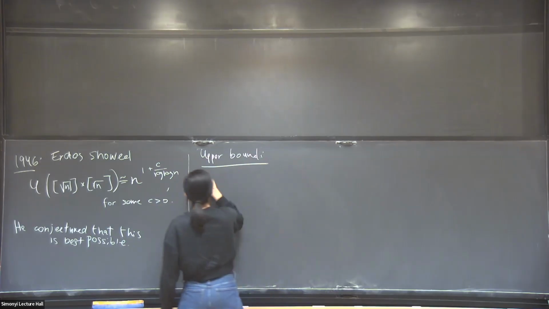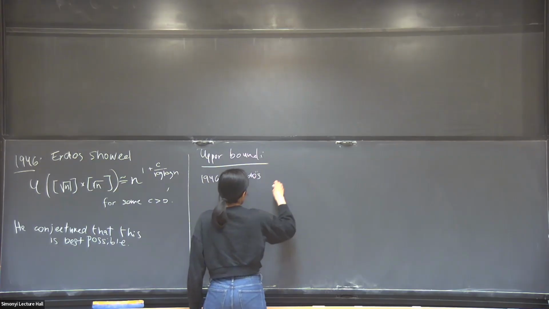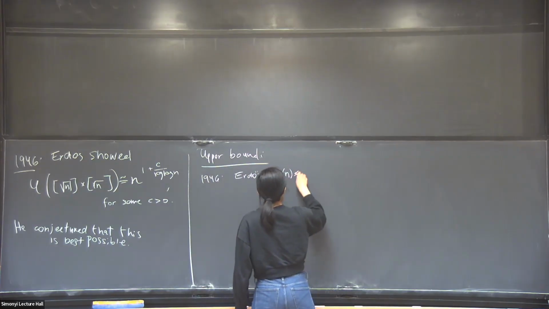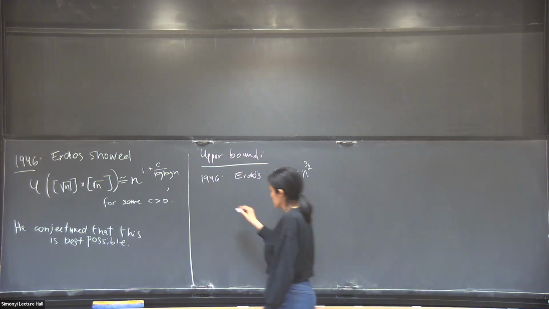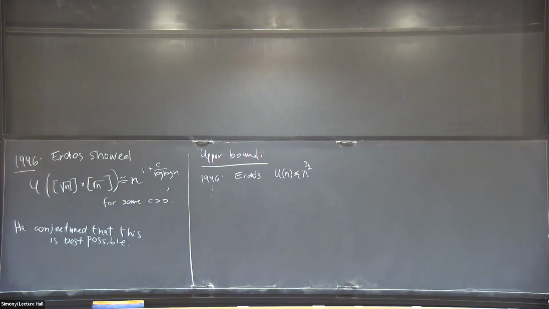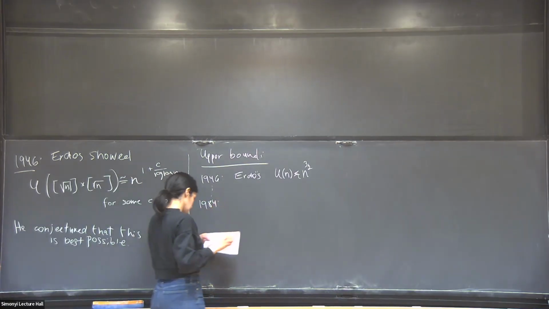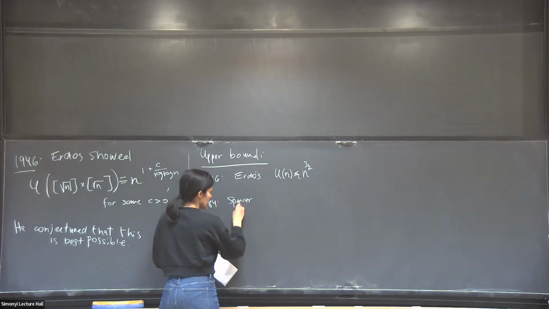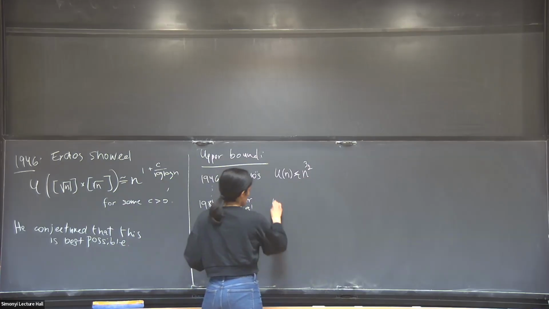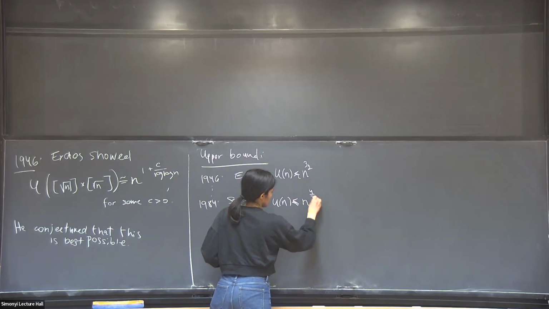In the same paper from 1946, Erdős showed that u(n) cannot be more than n to the power of 3/2. There was some more work here. And then in 1984, Spencer, Szemerédi, and Trotter showed that u(n) is at most a constant times n to the power 4/3.